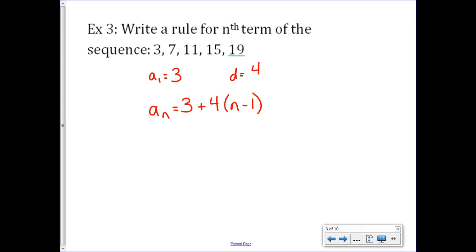So that is the arithmetic sequence form. We typically go ahead and multiply it out, so we get rid of those parentheses. So 3 plus 4n minus 4, or A sub n equals 4n minus 1.